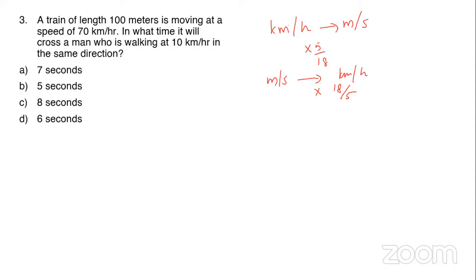Here you are converting something big to something small, so the numerator will be small. Here you are converting something small to something big, so the numerator will be big. 5 by 18 and 18 by 5 are just reciprocals. So if you want to convert kilometer per hour to meter per second, multiply by 5 by 18. If you want to convert meter per second to kilometer per hour, multiply by 18 by 5. Okay.